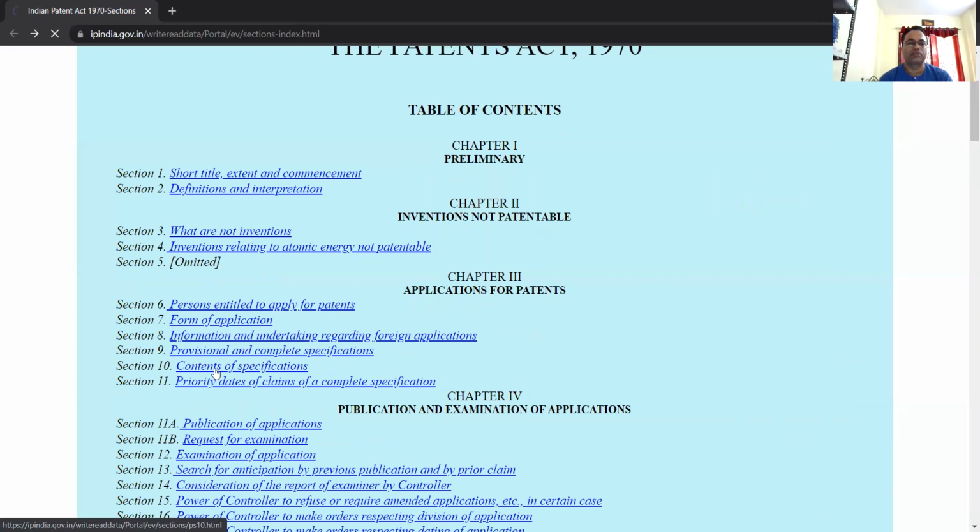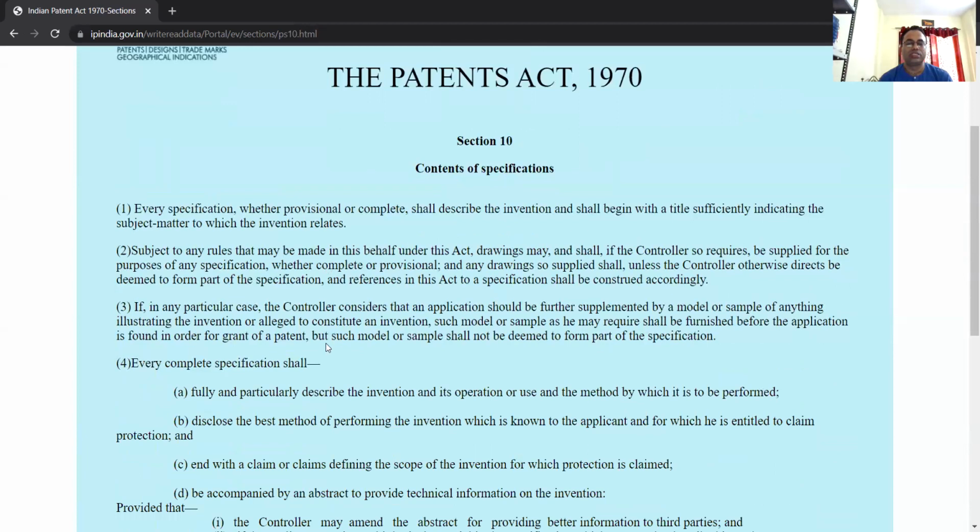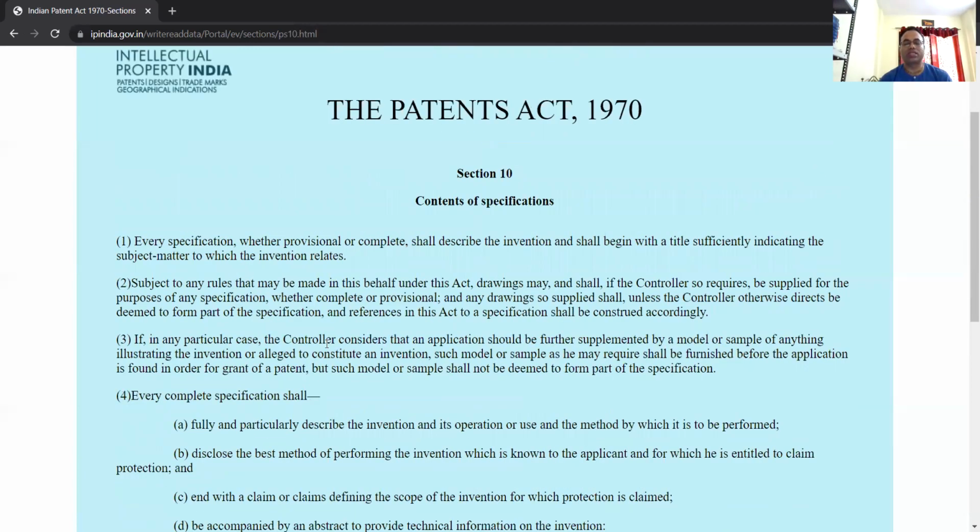Now section 10. Section 10 just says what things have to be there in the specification. It says that every specification, whether provisional or complete, shall describe the invention. So you have to describe the invention, even in a provisional or complete specification, and it shall begin with a title. So the title has to be there, and the invention needs to be described sufficiently, indicating the subject matter to which the invention relates.